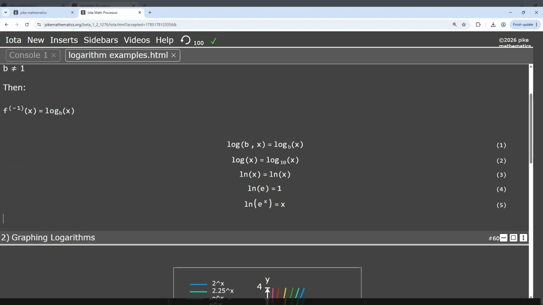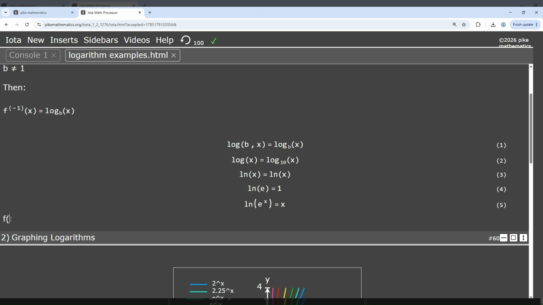Okay, so logarithms are inverse functions of exponential functions. That means if I put x into an exponential function and it spits out y, and I have the inverse of that exponential function, its logarithm, if I put that y back into the logarithmic function, it should return x. Let's demonstrate that with a couple examples here.